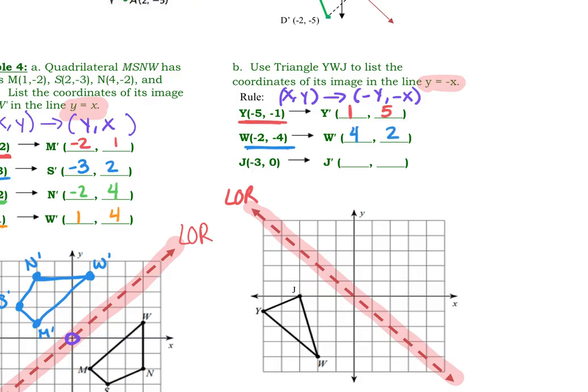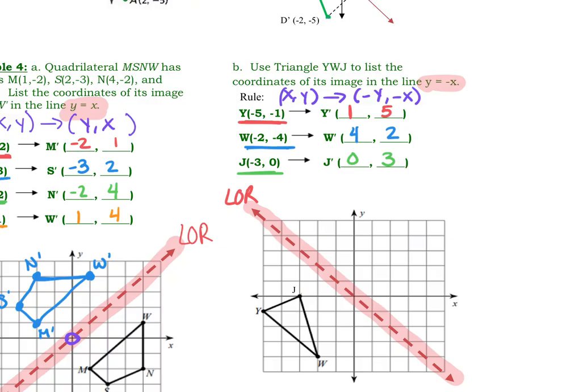Positive 4, positive 2. Very good. And then our last one, we've got negative 3 comma 0. Derek? 0, 3. He says 0, 3. The only one that doesn't really ever change is 0 because there's no positive or negative 0. And that was the hard part.